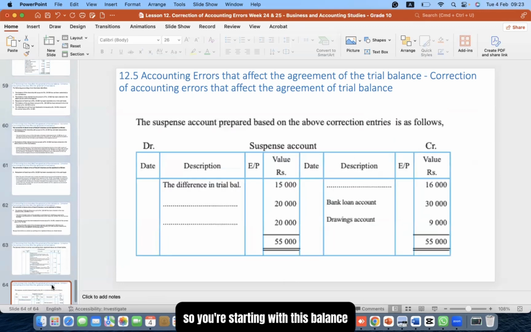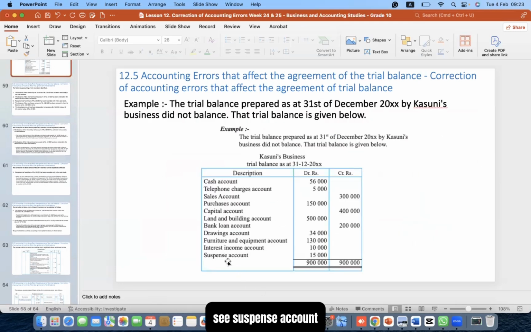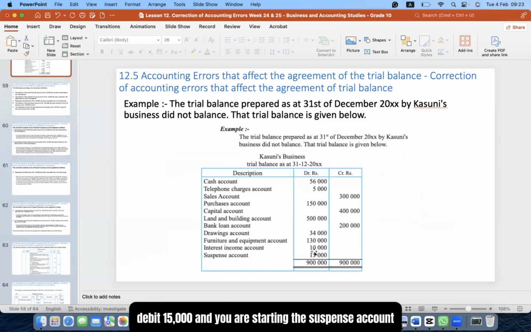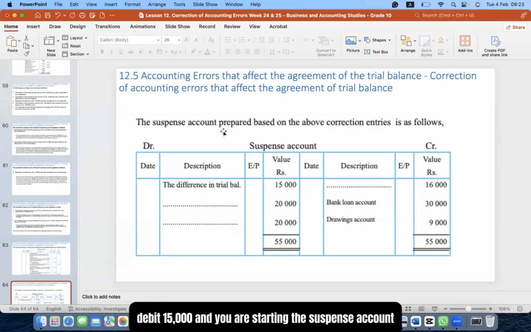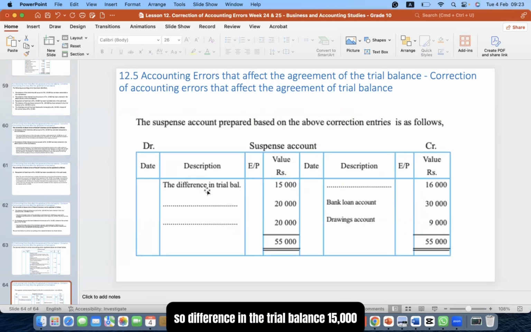So you are starting with this balance, the difference in the trial balance, 15,000 debit. See, suspense account debit 15,000. And you are starting the suspense account ledger account. So the difference in the trial balance is 15,000, and you are simply zeroing this suspense account.